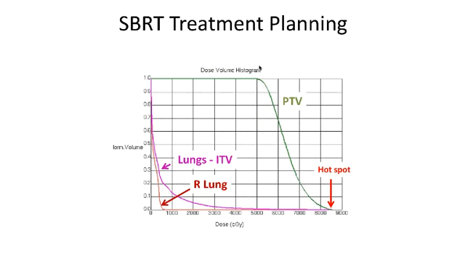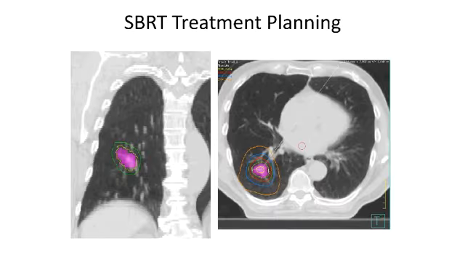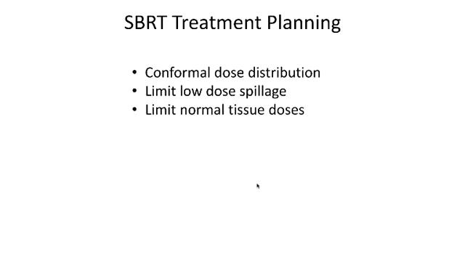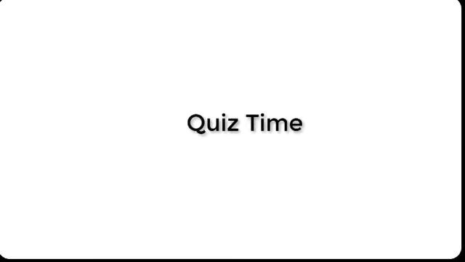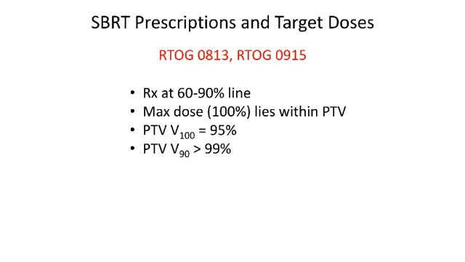This translates into the DVH, you'll see it here. So the PTV here is in green, and it has a big shoulder, and you'll see there's a hot spot inside the PTV. So it's not a straight line step function that you see in a homogeneous dose distribution. So SBRT plans are different. You have a very conformal dose distribution around the target. You limit the spillage of low dose, and in particular, you limit the dose to normal tissues. So SBRT plans are a little different.